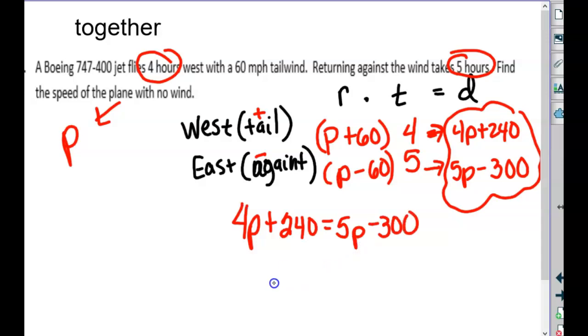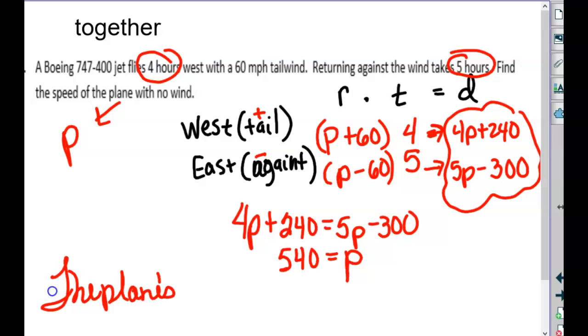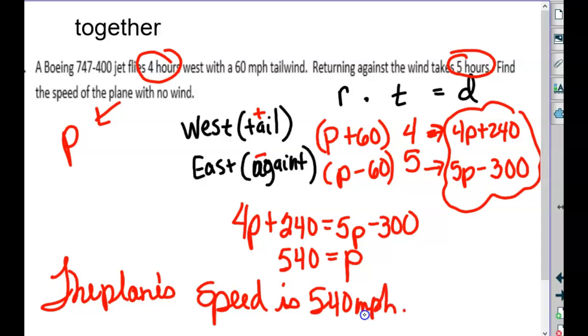Again, I didn't use two variables. We could have used two variables. Subtract 4p from both sides and add 300. Is it 540 equals 1p, right? So the plane speed is 540 miles per hour. Are you lost somewhere back up here?